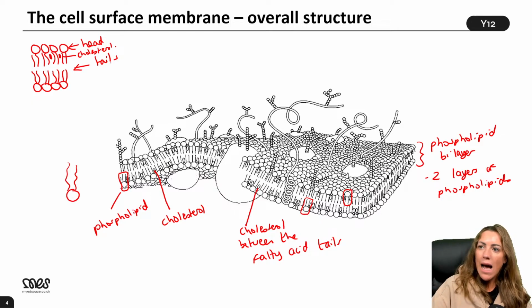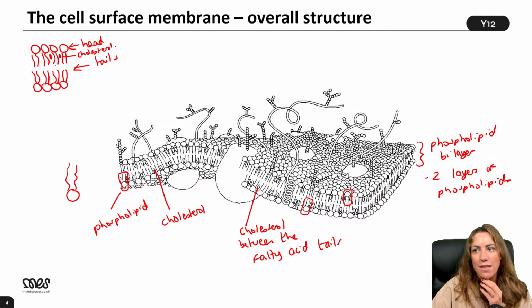Okay, so I want you to answer me a question then. Why do you think, based on the properties of these phospholipids, based on the hydrophilic and hydrophobic nature of the heads and tails, why do you think they arrange themselves like this? Why have we got the heads on the outside and the tails on the inside?